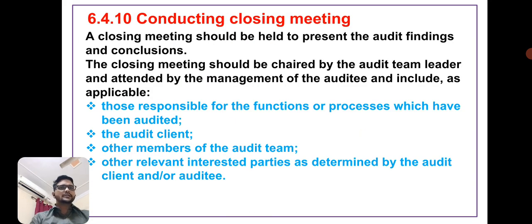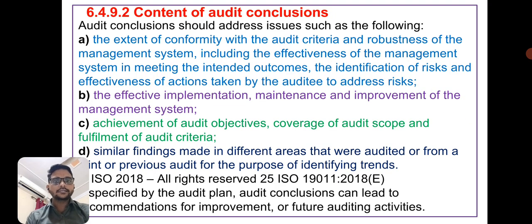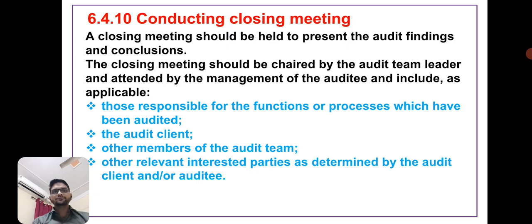Next is conducting the closing meeting. Now 6.4.10 explains the conducting of the closing meeting. A closing meeting should be held to present the audit findings and conclusions. These closing meetings should be chaired by the audit team leader and attended by the management of the auditee, including as applicable those who are responsible for functions and processes which have been audited, the audit client, other members of the audit team, and other relevant interested parties as determined by the audit client or auditee.